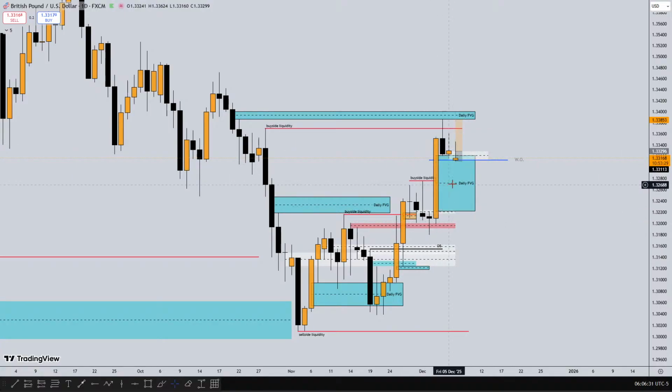But the bias is still the same. I want to see price respect the daily fair value gap. I want to see price trade higher, run the swing high, and trade through the daily fair value gap.